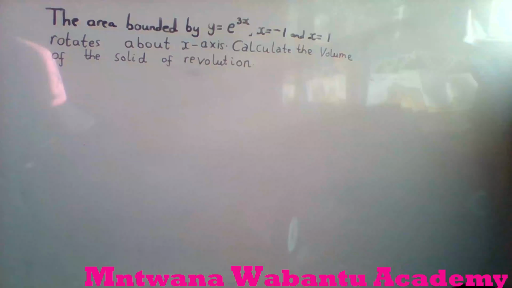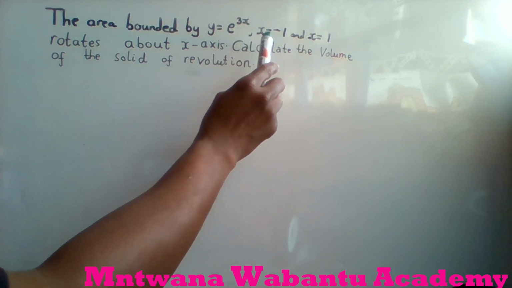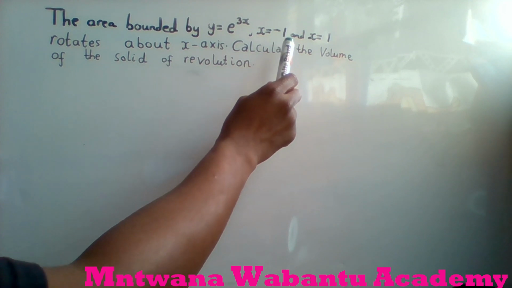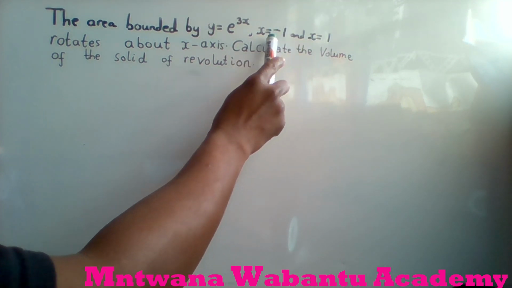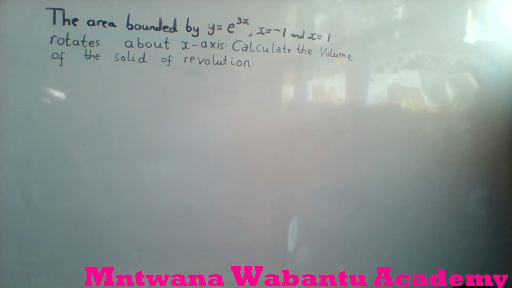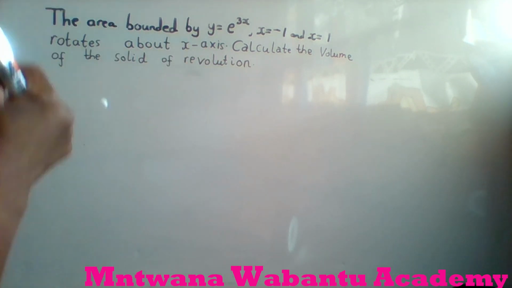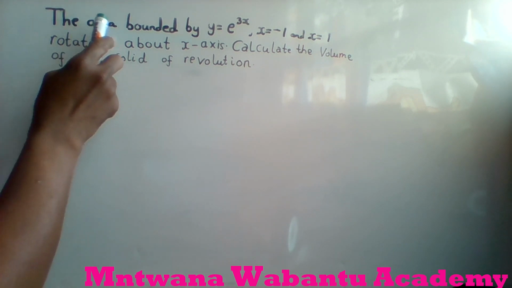Alright, brother and sister, we're live again on camera. So we have a question right here. The area bounded by y equal to e exponential 3x, where x is from x equal to -1 to x equal to 1, is rotated about the x-axis. So they want us to find the area.